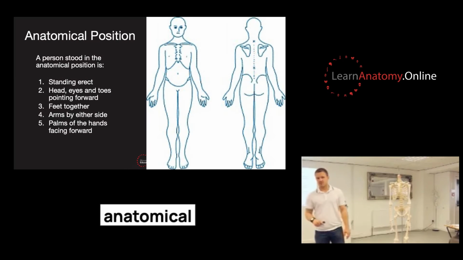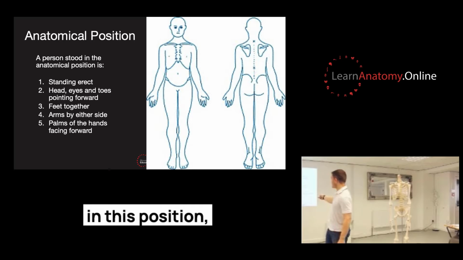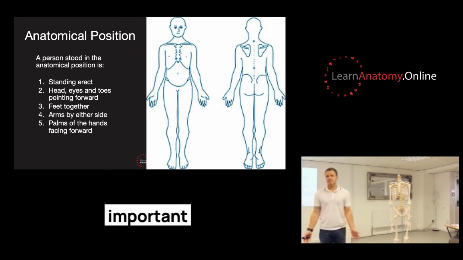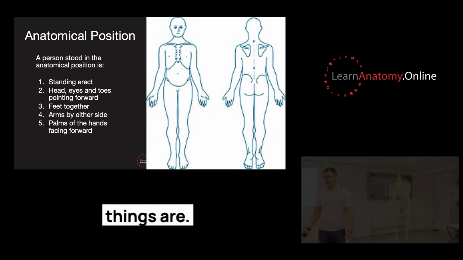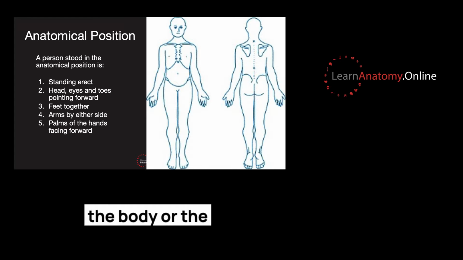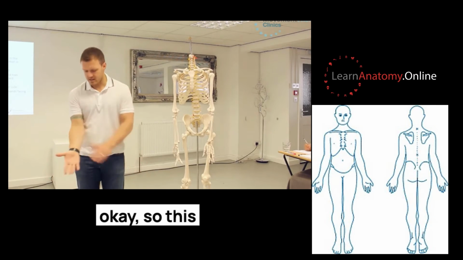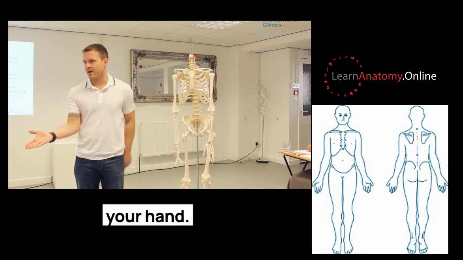This is the anatomical position. A person stood in this position, standing upright, head, eyes, toes pointing forward, feet together, arms by their side with the palms of the hands facing forward. This is really important, because this is where you describe where things are. So the front of the body, or the anterior part of the body, is what it is in that position there. So this is the anterior surface of your hand.